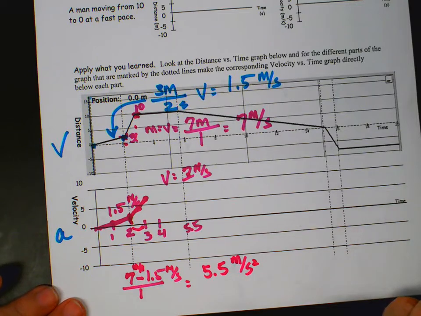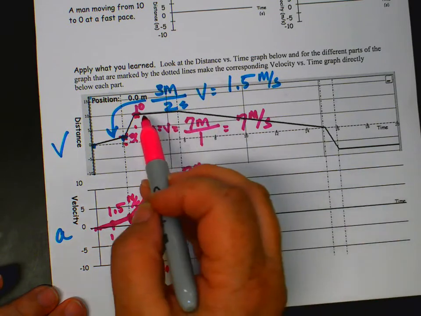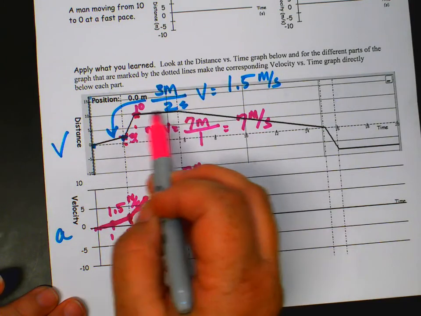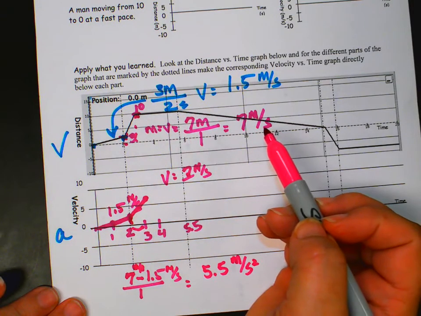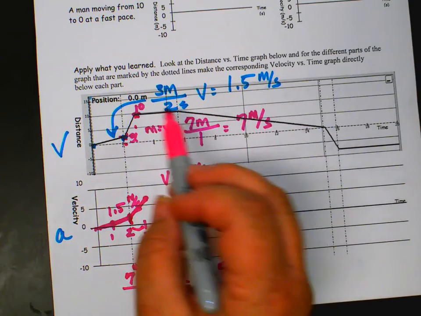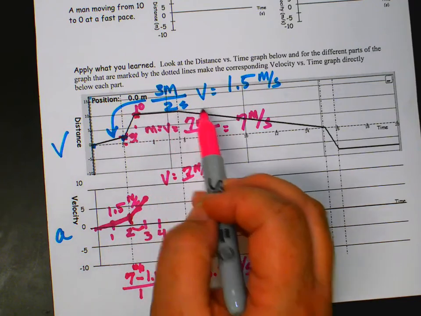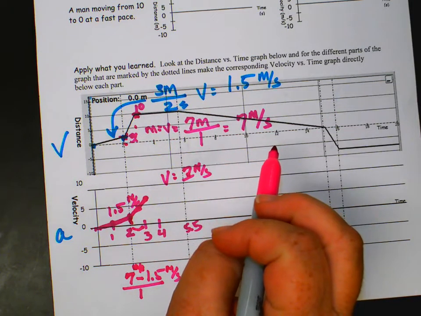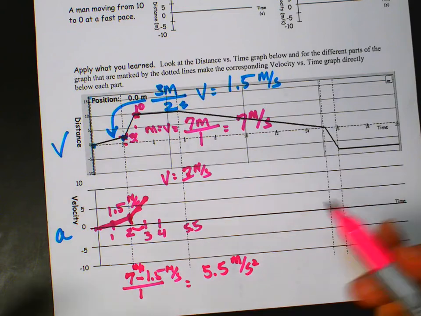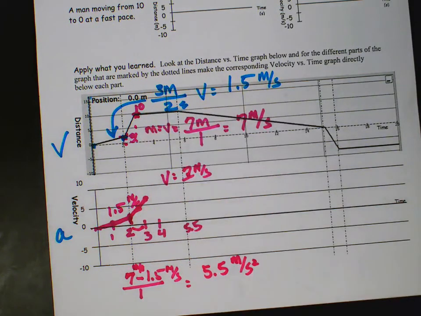And then the person stood still. He didn't go anywhere. The distance didn't move. He's standing still. If you're standing still, think about this and do this next section. If he's standing still, he's not accelerating, he's not moving. What is your velocity going to be? 0.